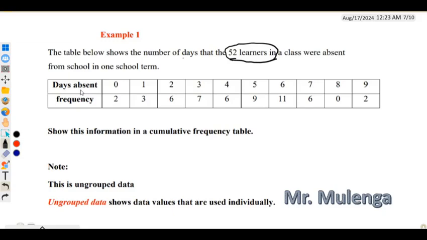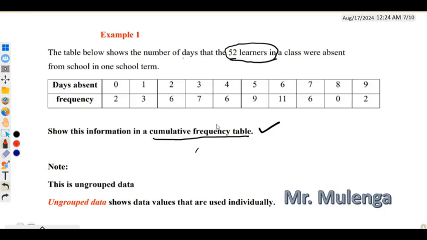Under days absent, they have been given the days: 0, 1, 2, 3, 4, 5, 6, 7, 8, and 9. And under the frequency, we have 2, 3, 6, 7, 6, 9, 11, 6, 0, and 2. This one is showing us the number of times that a particular data value appears in the data set. Okay, so this is now our question: show this information in a cumulative frequency table. So we need to show this information in a cumulative frequency table.